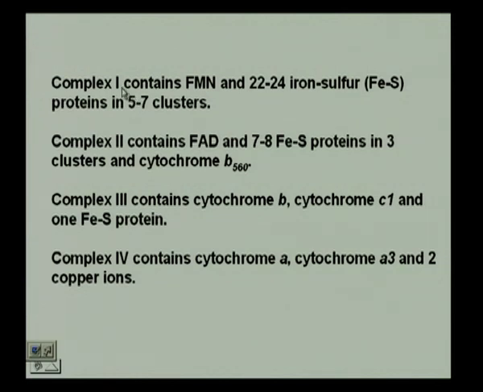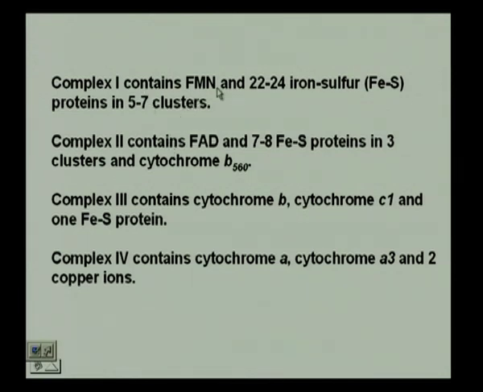Complex 1 contains FMN. What is FMN? FMN is flavin mononucleotide, and it has 22 to 24 iron sulfur proteins present in clusters. So, that is what complex 1 is. Okay? And apart from that, we are going to see what else it contains. So, these are the electron transfer cofactors present in complex 1. Okay?